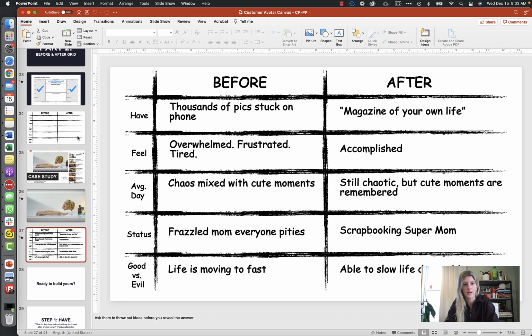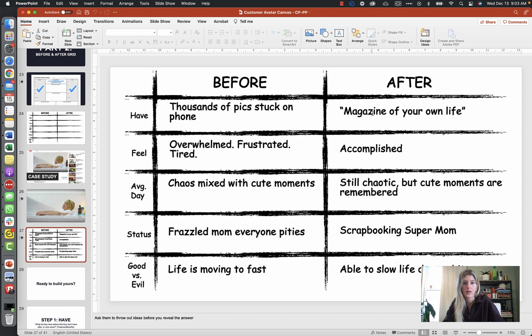This has to do with the video that was in this case study. Before, there's thousands of pictures stuck on the phone. She feels overwhelmed, frustrated, and tired. Average day is chaos, and there are some cute moments here and there. Her status is frazzled. Everyone pities her. And good versus evil: life is just moving too fast, which could be a good thing or a bad thing, depending on how you look at it.